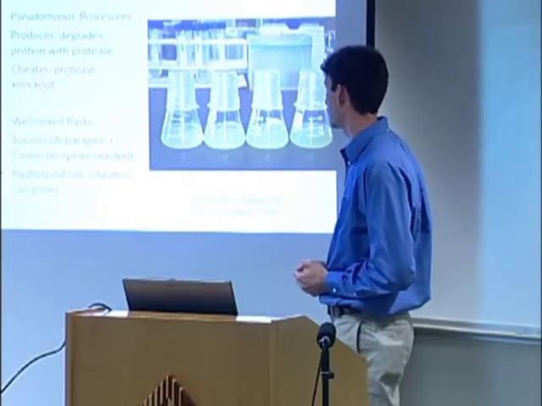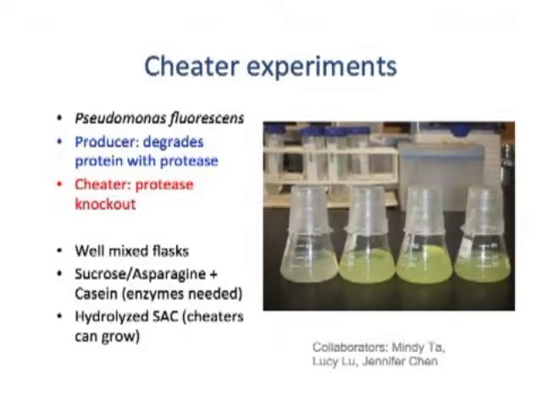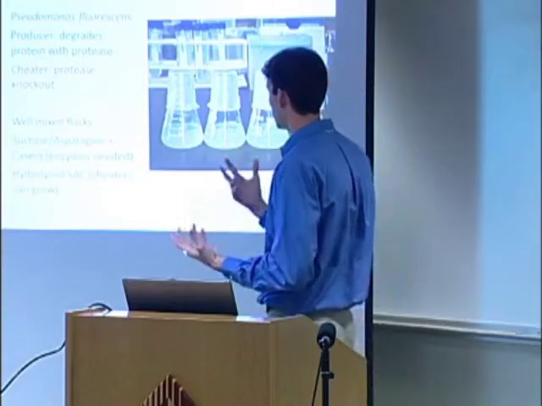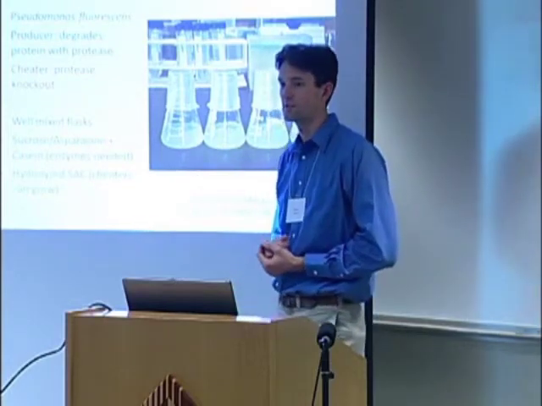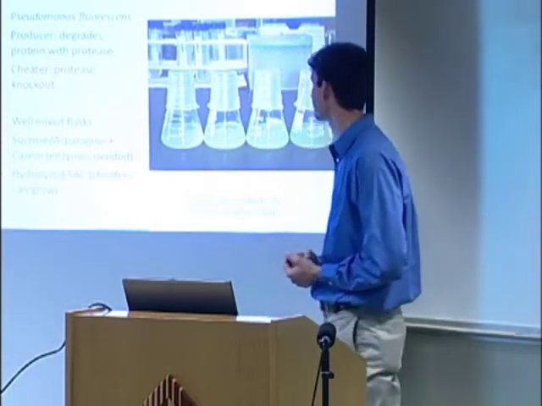And the lab we obtained this from developed a protease knockout, or a strain of the bacterium that is not able to produce the protease enzyme. So we're using that as our cheater. Genetically, they should be pretty much identical except for the lack of protease in the cheater.